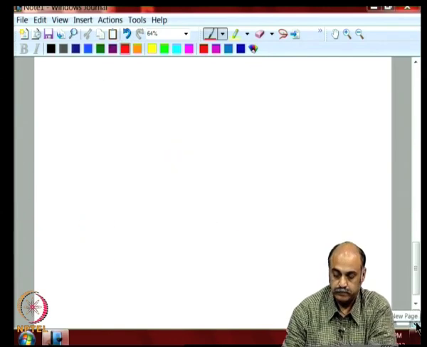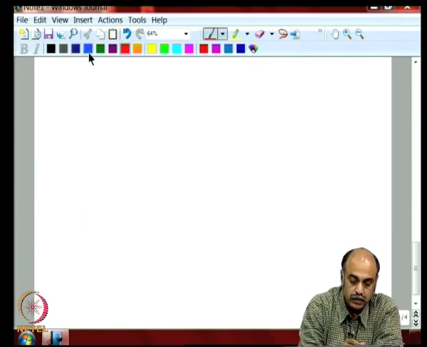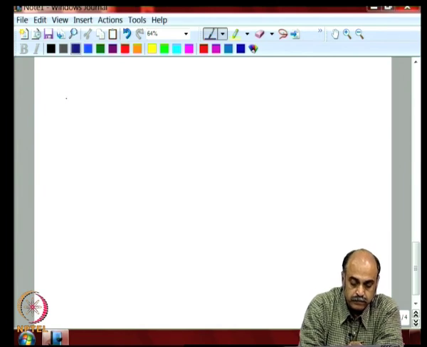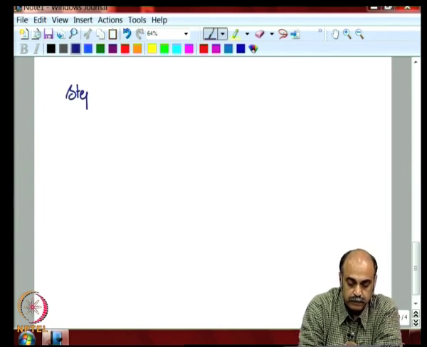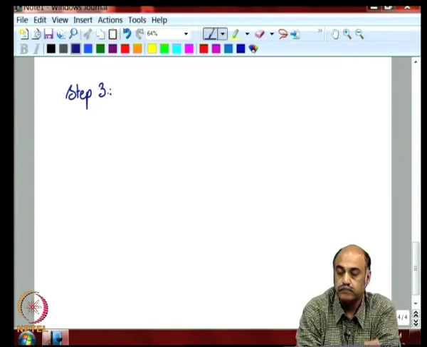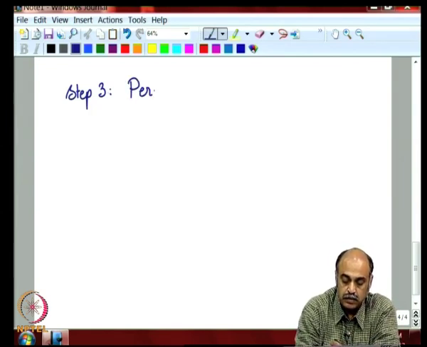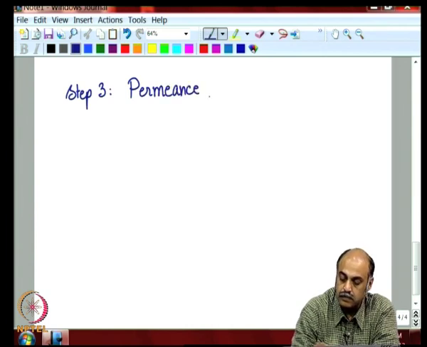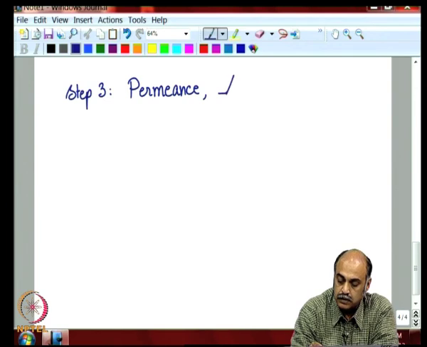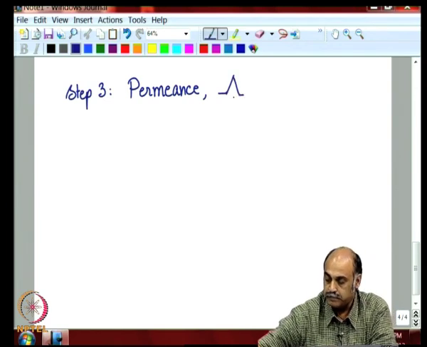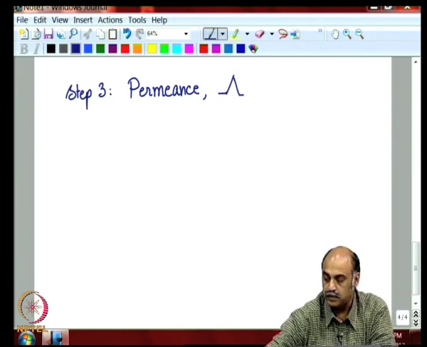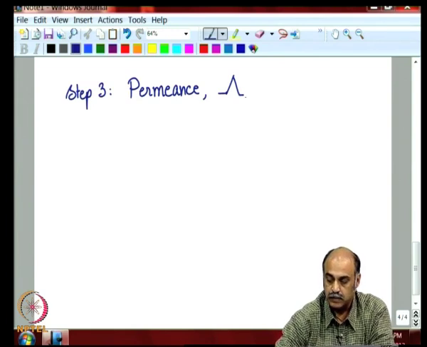Next, step 3. Step 3 is permeance, written with the Greek capital symbol.